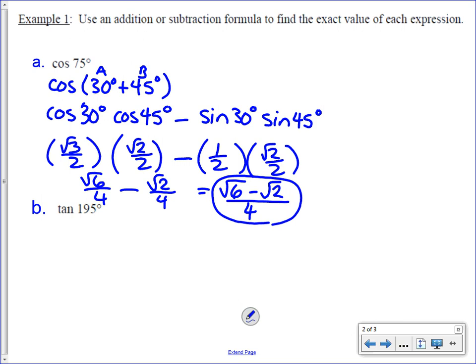Okay, let's look at our next example. We have tangent of 195 degrees. The idea is, can you find two angles in degrees on your unit circle that either add or subtract to equal 195? Again, there's more than one possibility, so you may come up with two different angles than somebody else. But what jumps out at me is 150 plus 45.